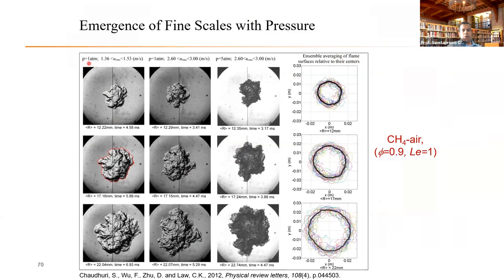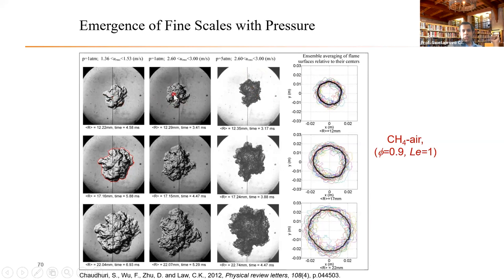The top row represents the data at one atmosphere, but with increasing u-rms. Okay, so from here to here, the u-rms doubles. You can see that as the u-rms increases, the turbulence Reynolds number increases, and finer scales emerge on the flame surface. Of course, when the pressure is five times higher, the finer scales become even finer, and you can see that ultra fine structures emerge.